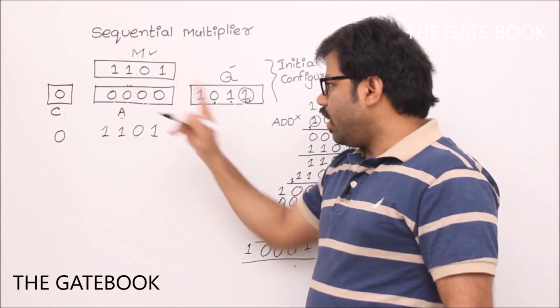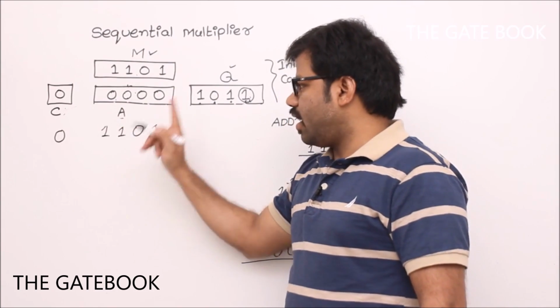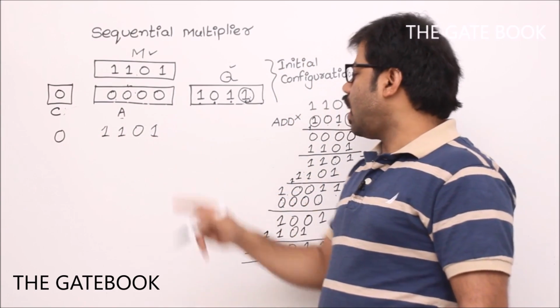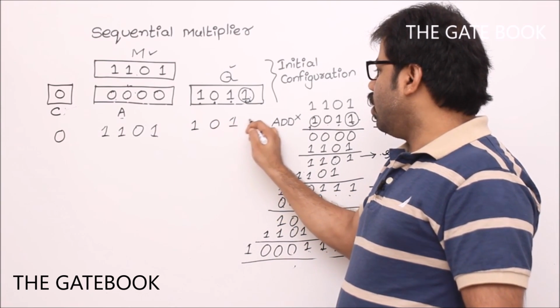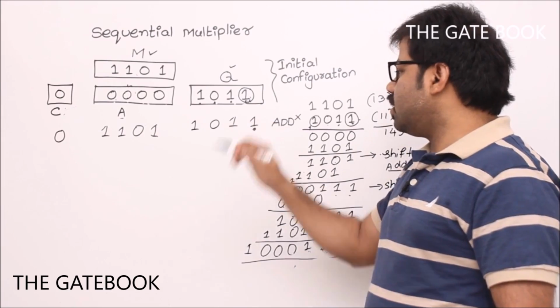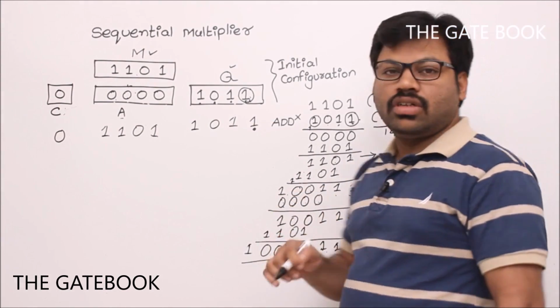Okay, so now at this moment the contents of C comma A are actually 0 1 1 0 1 after doing the add operation, right? Then 1 0 1 1. Now this bit is useless, right? Its operation is done. Then we are going to use shift now.